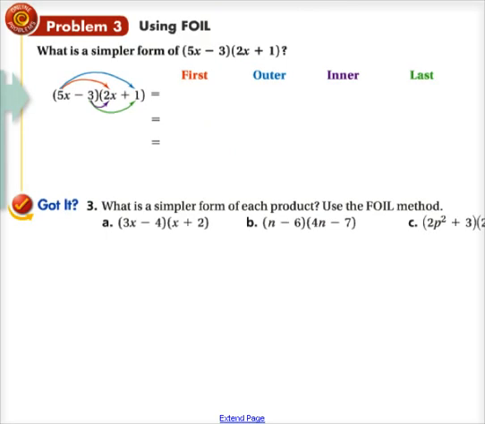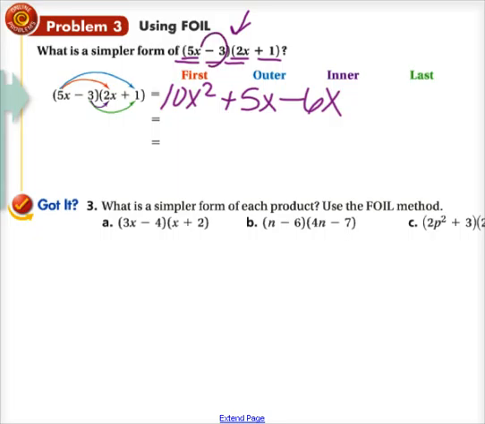We can do the example right here. So here's our 2 binomials. First terms, 5x times 2x, 10x squared. Outer terms, 5x times 1, plus 5x. Inside, negative 3 times 2x, negative 6x. Last, negative 3 times positive 1, negative 3.